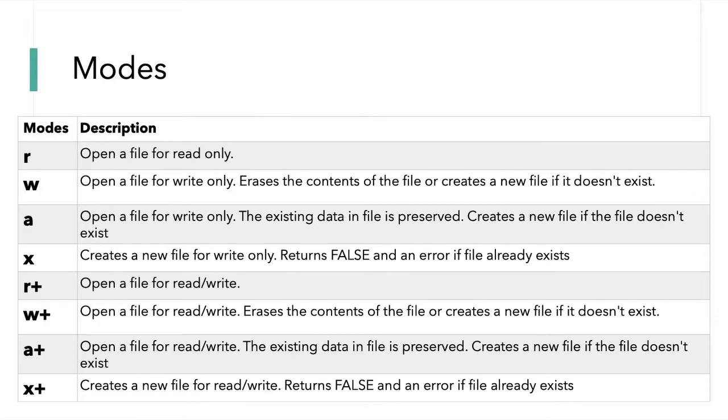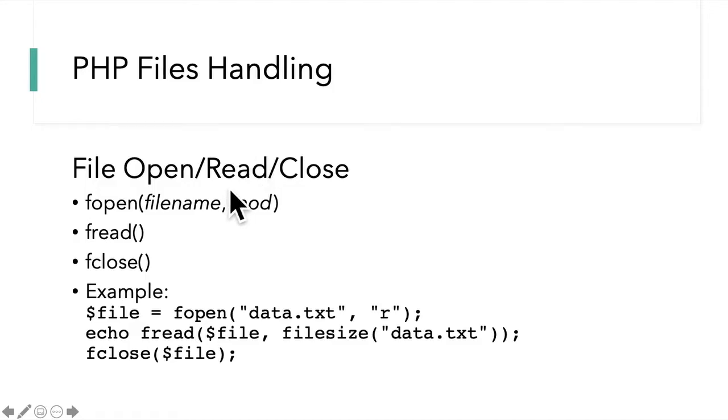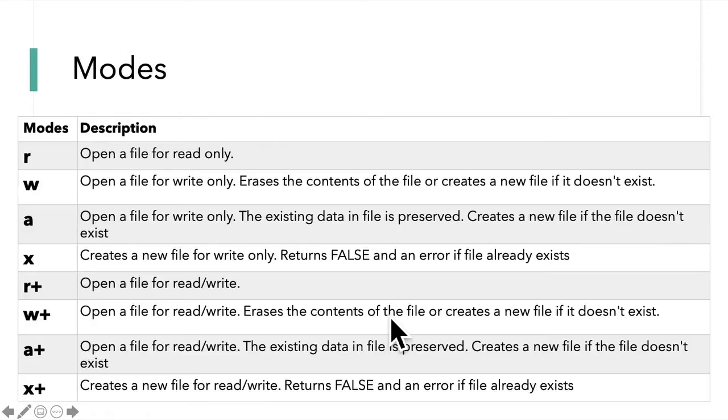To open a file, there are a number of modes that we can specify. The mode is stated here, and we just need to put the symbol R, W, R plus, and so on. The symbol refers to this description. R, for example, is to open a file for read only, W to open a file for write only, and we can use A, X, R plus, W plus, A plus, and X plus.